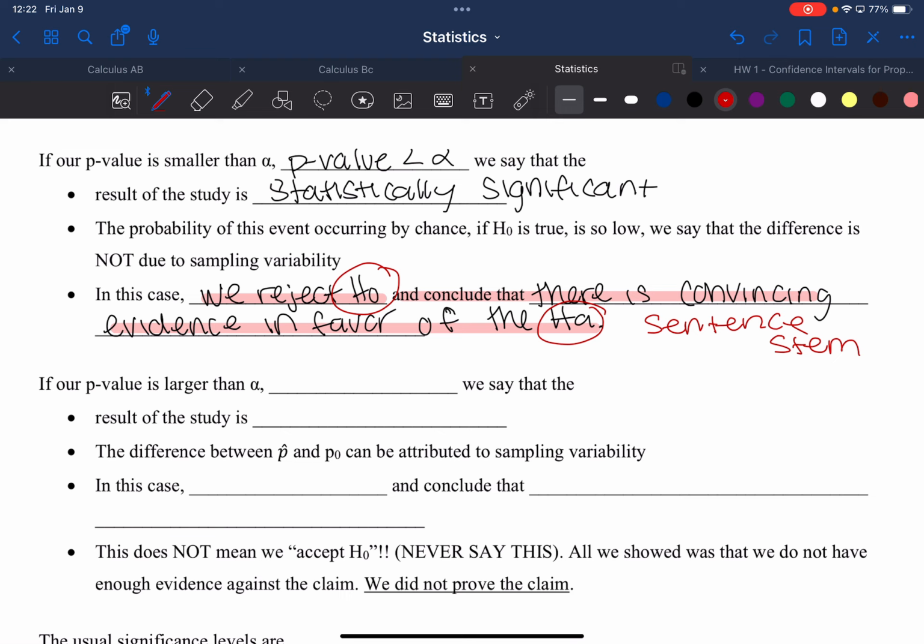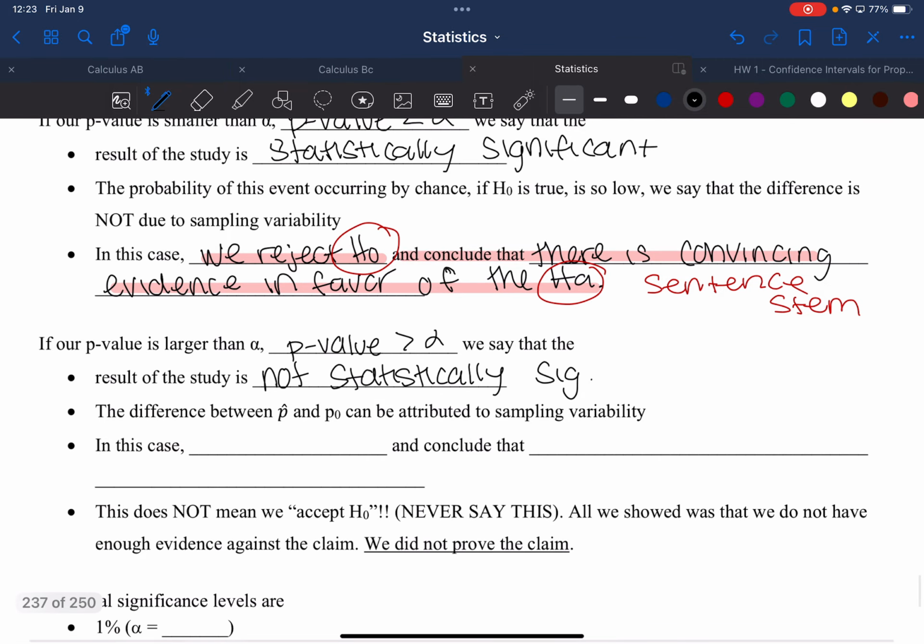Okay, so now the next part is going to be the opposite. If our p-value is larger than alpha, so we write p-value greater than alpha, we say that the result of the study is not statistically significant, which means that we can attribute this data to possibly happening by coincidence. That was because our p-value, or the area where our p-hat estimate is, was greater than our significance level alpha. You'll see more of that when we look at an actual problem.